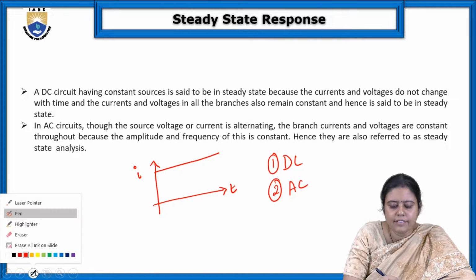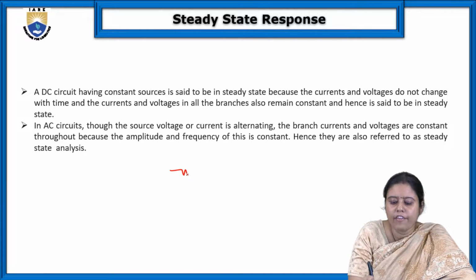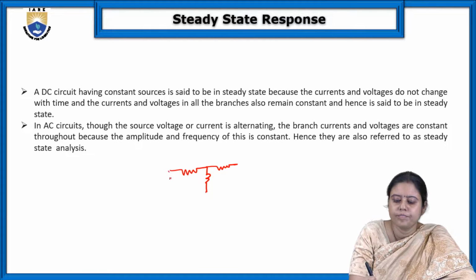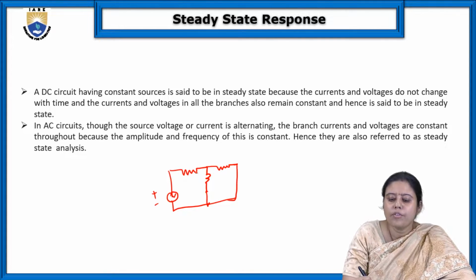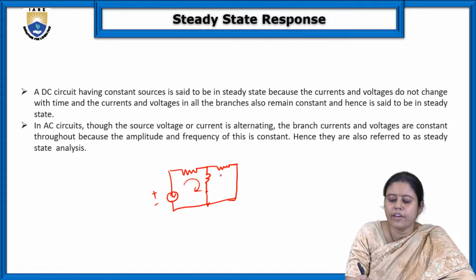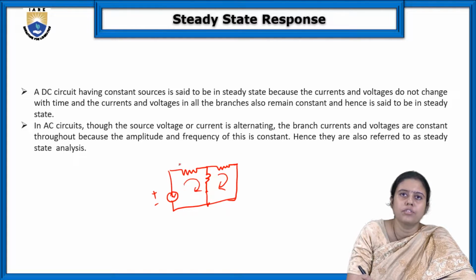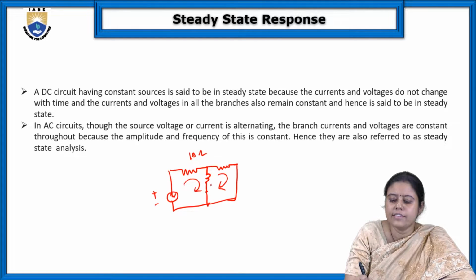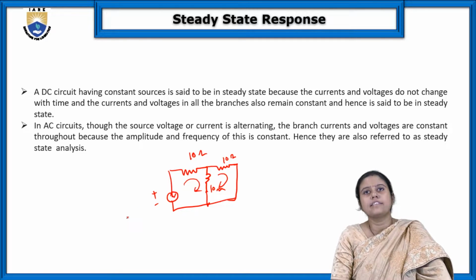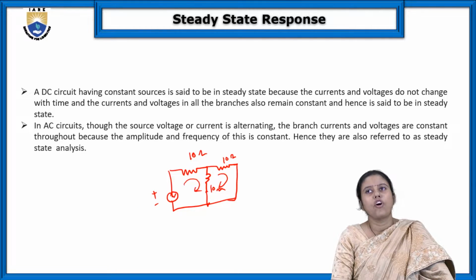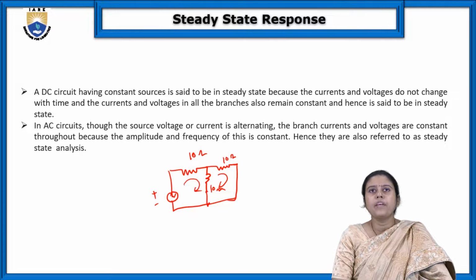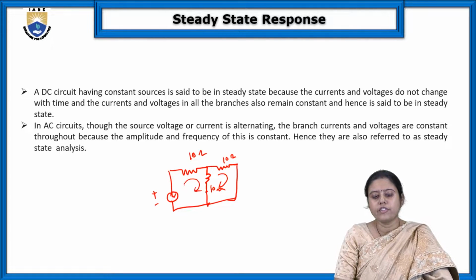I will show you one example for this. Say we have a circuit with a resistance R and a voltage source which is DC. Everywhere the current is going, for a constant resistance, if it is 10 ohm, it is 10 ohm, it is 10 ohm. For all the resistances, the current is always constant. So this is the steady state response.